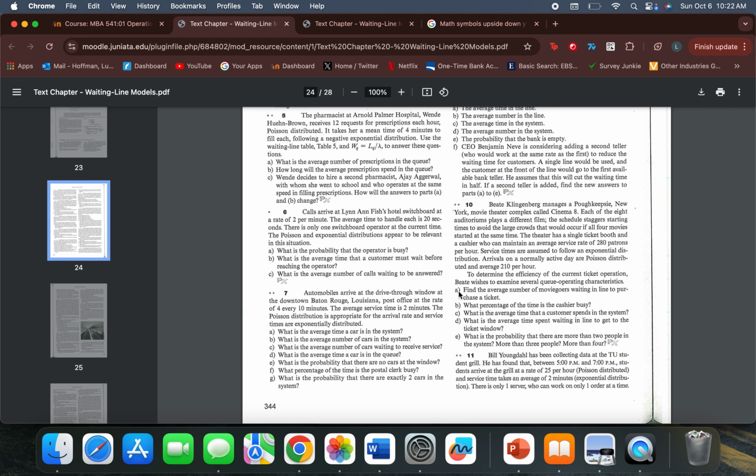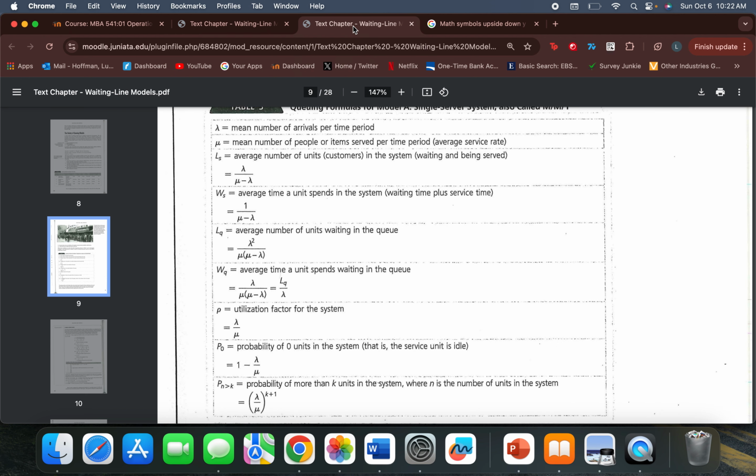So let's jump right into A. Find the average number of moviegoers waiting in line to purchase a ticket. I'll show you the formula. The average number of moviegoers waiting in line is going to be this right here: the average number of units waiting in the queue. Basically just another way of saying that.